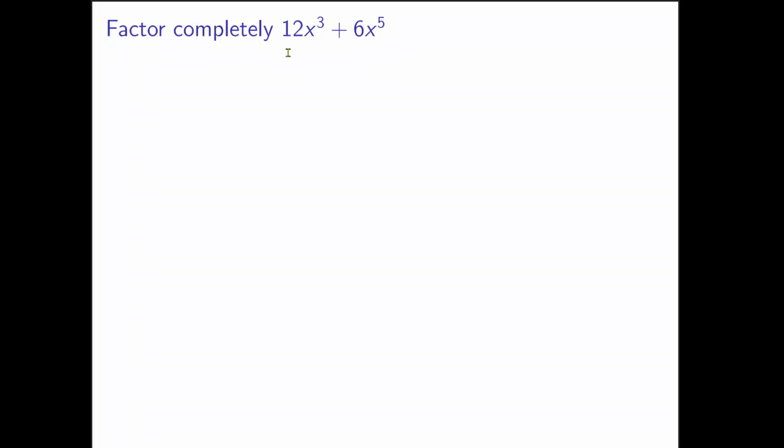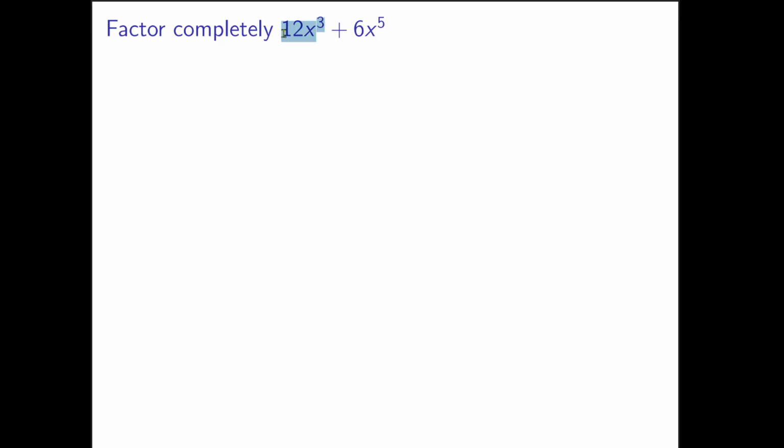We factor completely 12x to the third plus 6x to the fifth. We should really think of x to the third as x times x times x, and similarly think of x to the fifth as x times x times x times x times x. Now, for the term in front of the plus sign and the term after the plus sign, in order to factor completely, we're looking to bring out the most that we can.